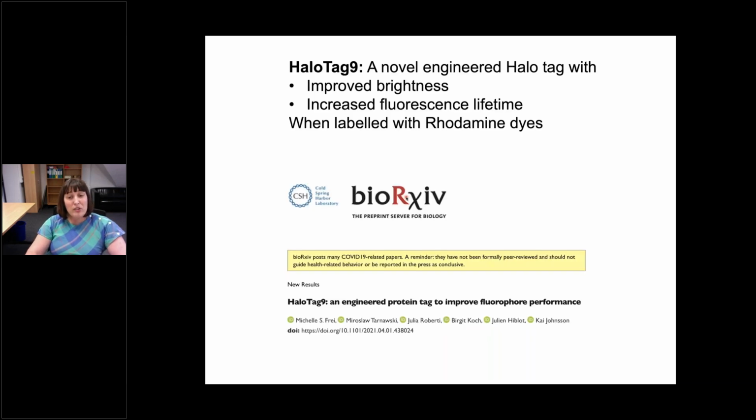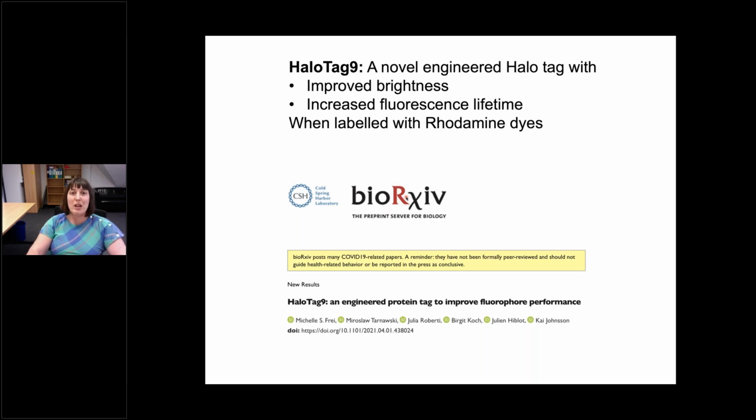Actually, what's very interesting is that all these experiments were carried out with the previous iteration of the HaloTag. However, I wanted to share with you that a few months ago, a preprint was published about a new HaloTag version. It's called HaloTag 9, which apparently has improved brightness and increased fluorescent lifetime when labeled with some commonly used rhodamine dyes. We haven't tested this directly, but we are very excited about this development, and we actually have the plasmid in our drawer ready to be tested.